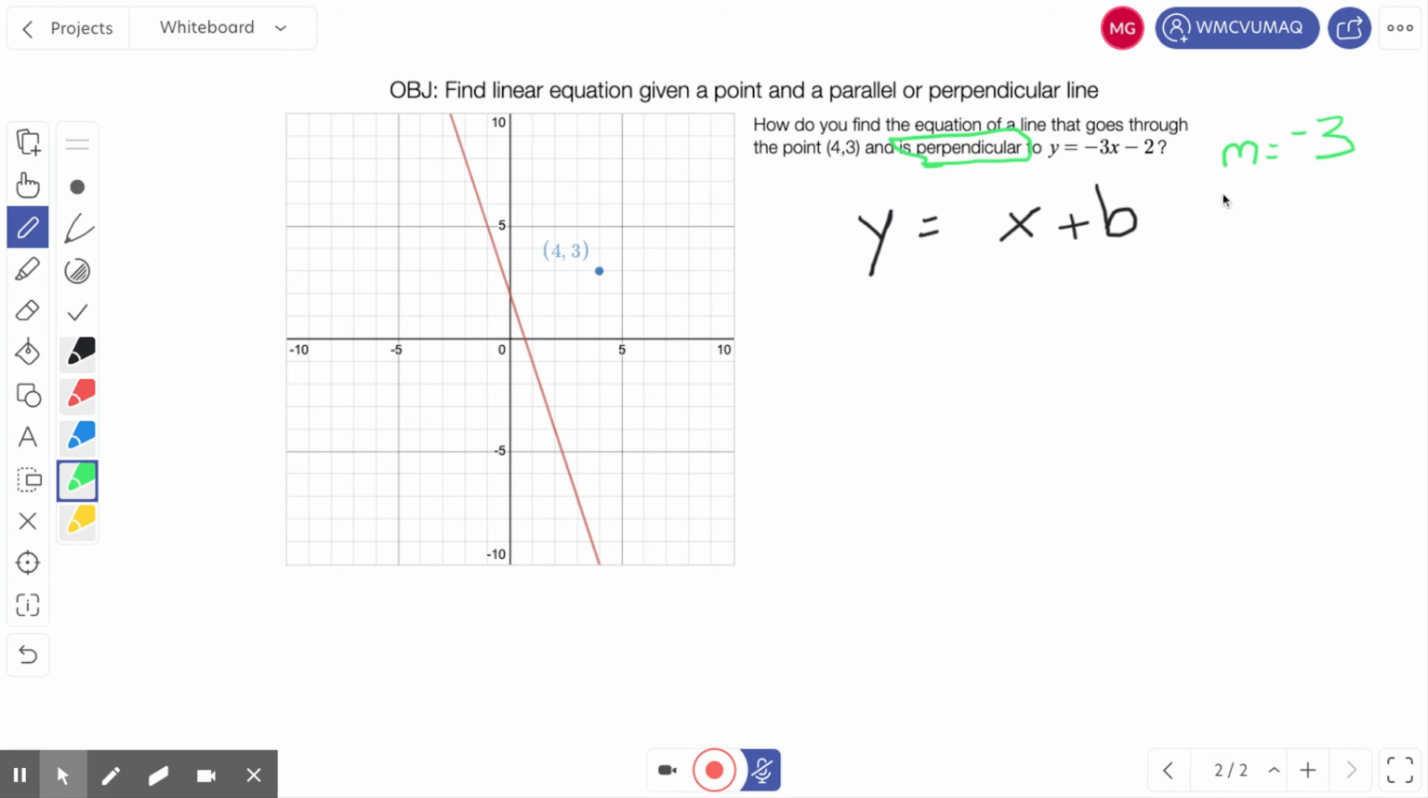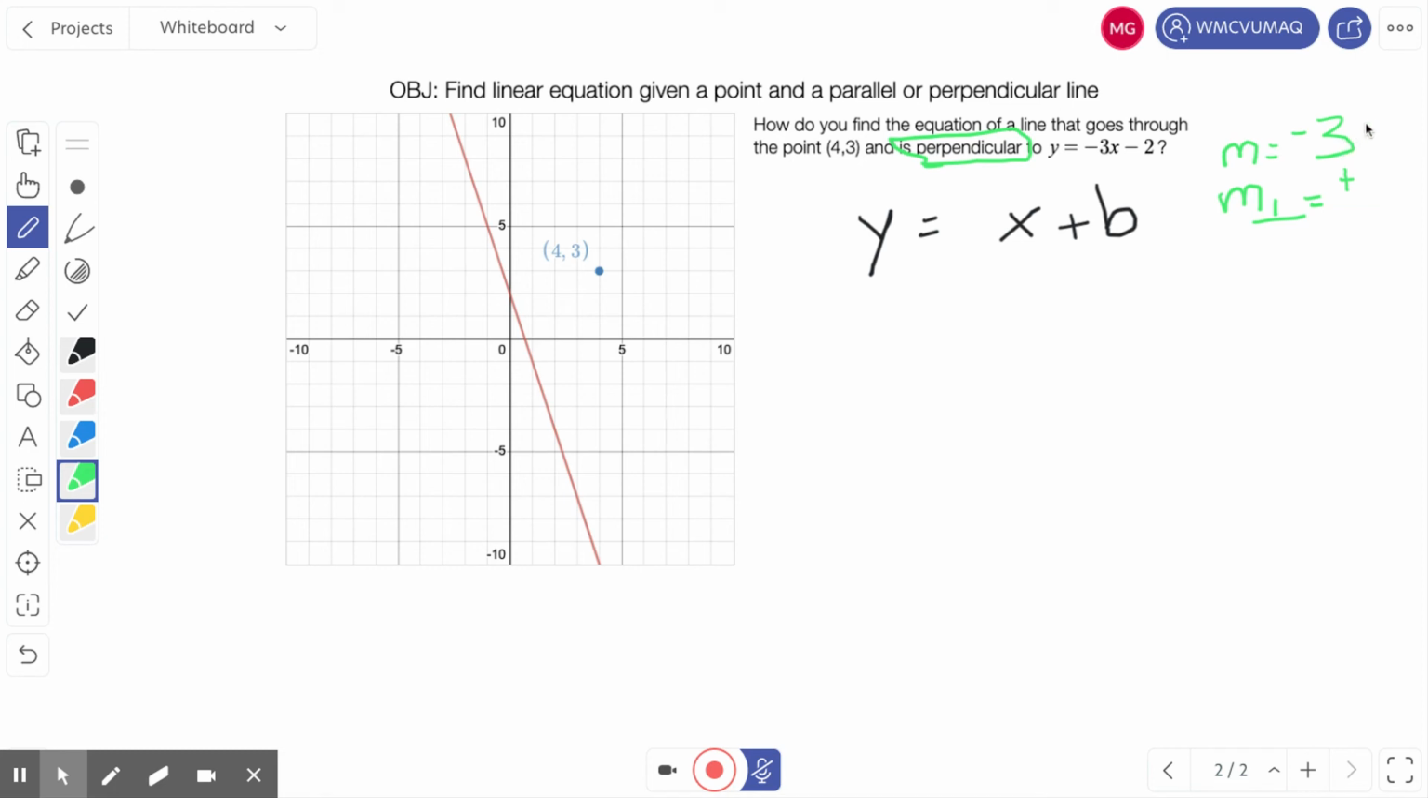What would the slope of a line perpendicular to this one be? Remember, we call it the inverse, or the opposite reciprocal. So the opposite means we go from negative to positive, and reciprocal means we flip this number.